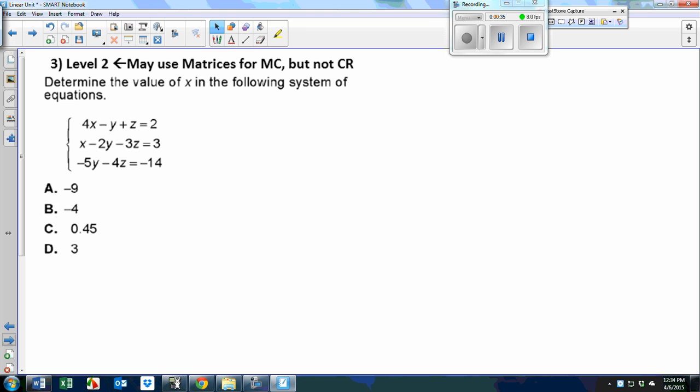The thing you start thinking about: you look at each equation that's given and you're looking at what they have in them. Let's see, the first one has an x and a y and a z, the second one has an x and a y and a z, and the third one has just a y and a z. So that kind of catches my eye.